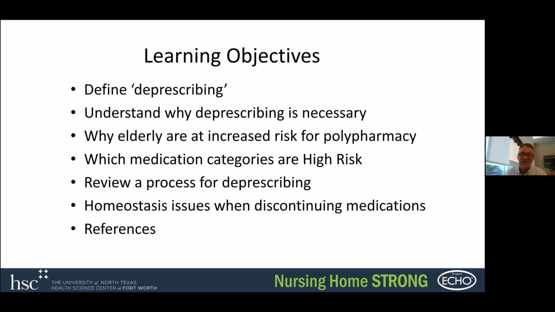Next slide. So our learning objectives today: we're going to define deprescribing and talk a little bit about why it's necessary, why the elderly are at increased risk for polypharmacy, if you know that term, which medications are at high risk, and review a process for deprescribing. And I want to mention a geeky word called homeostasis, which I think is important to remember when we think about this topic. And I'll have some references for you. So let's go to the next slide, and we're going to define deprescribing.